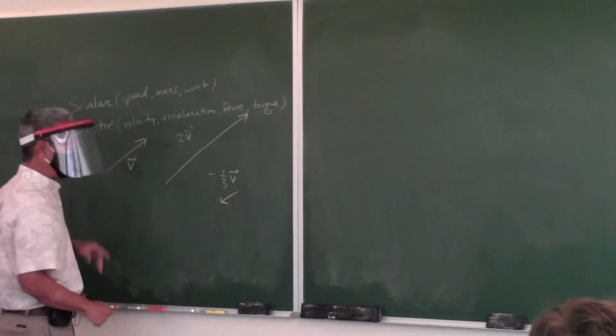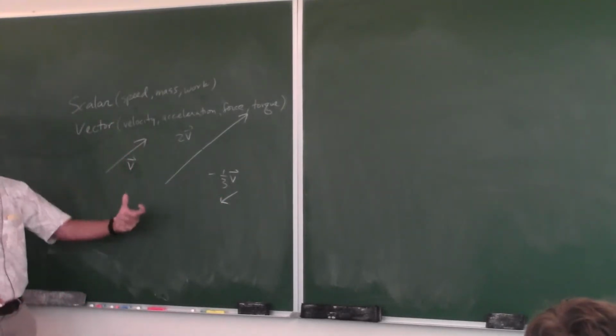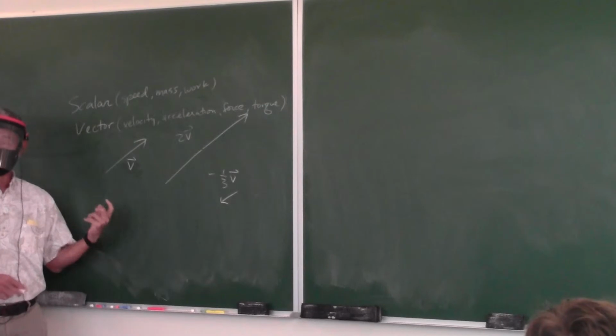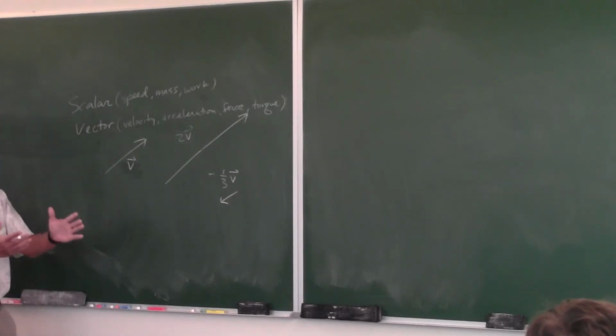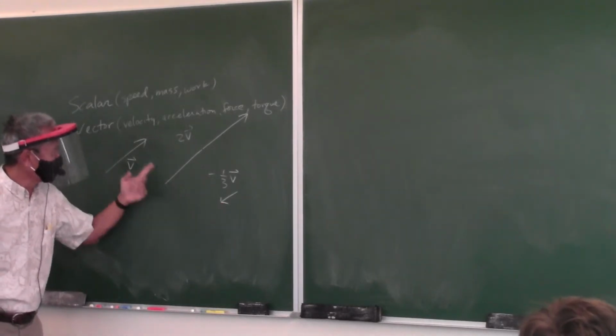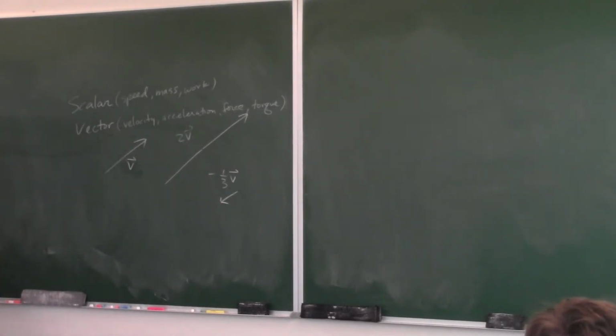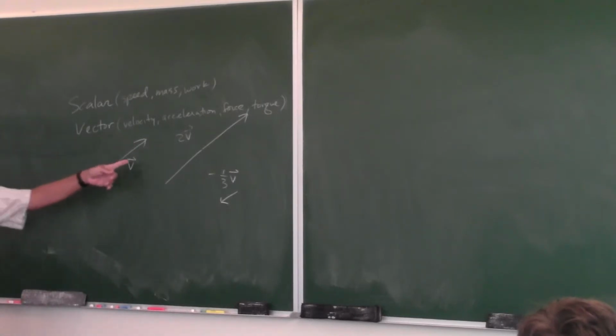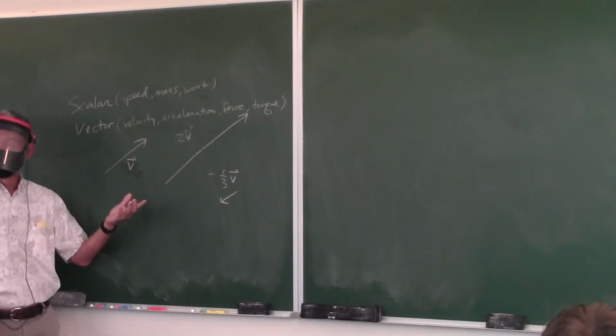Now, the thing about vectors is, you can move vectors all over the place. As long as they have the same magnitude and the same direction, then it's the same vector. So it doesn't matter if this vector is here, it's the same vector. Okay, so to multiply a vector times a constant, easy, right?